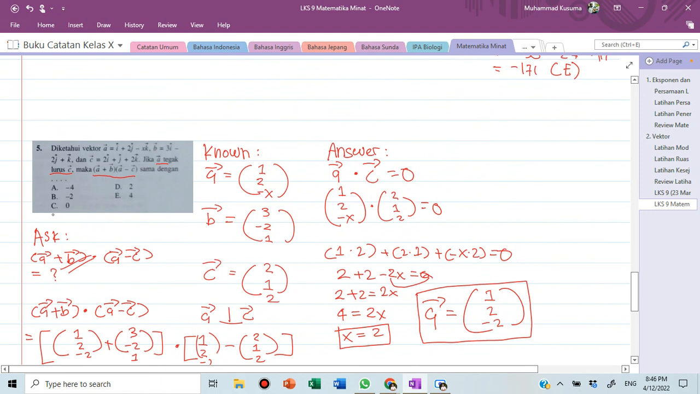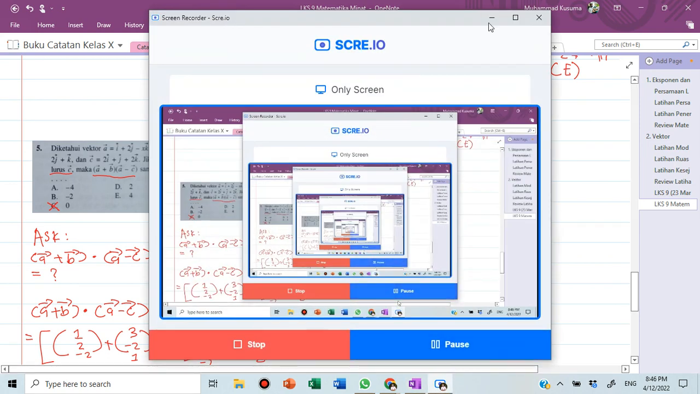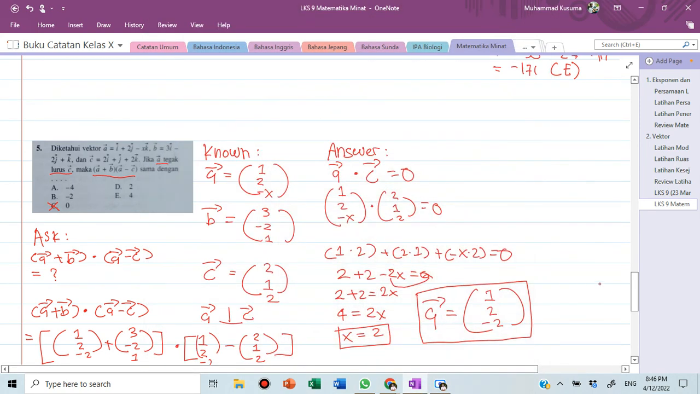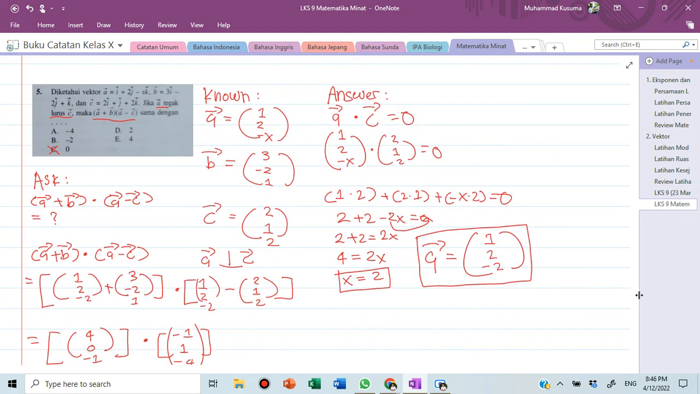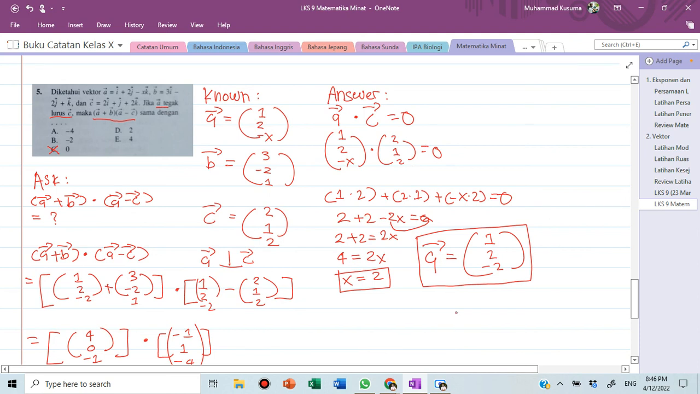So it is easy, right? It is not that complicated, but you just need to do a little math on the vectors. But yeah, it is a standard question to do.